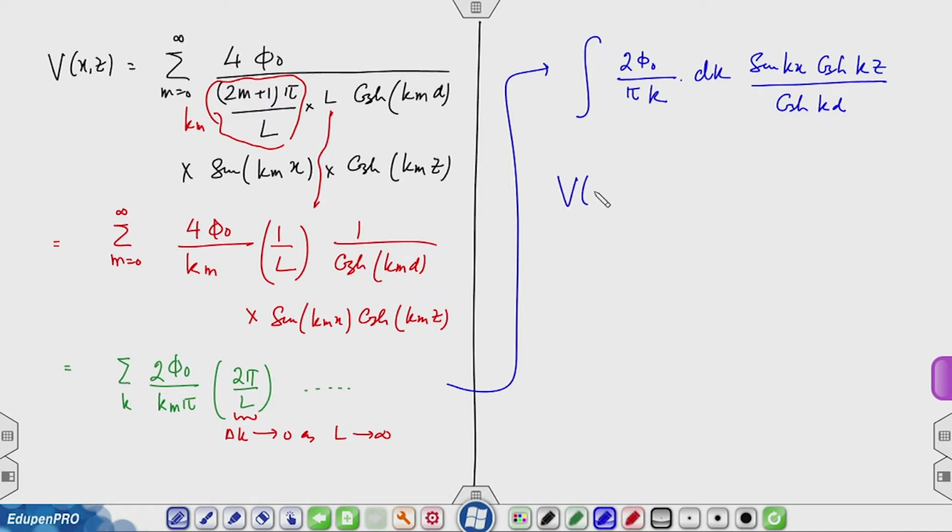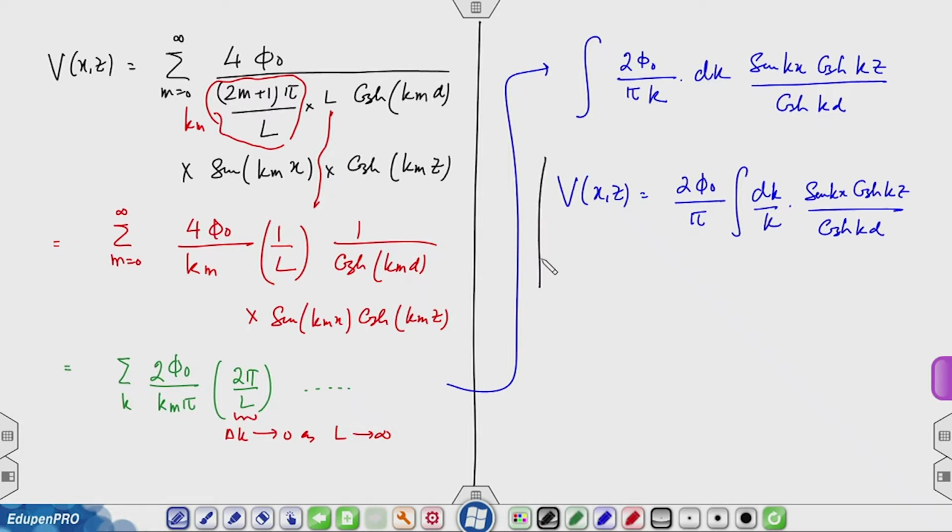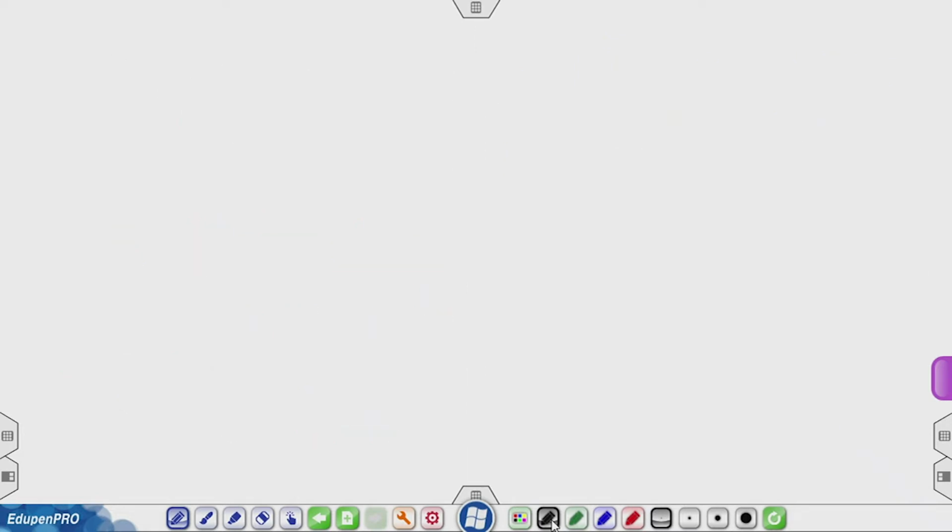So, V(x,z) is given as 2φ0 over π integration dk over k of this sin(kx) cosh(kz) over cosh(kd). I have gotten it through taking a large box and taking all the limits. You could have done it directly by writing the Fourier series and inverse Fourier transform, but I thought I will just go over this in so much detail, so that you also learn how to deal with boundaries that are at a far, far distance.